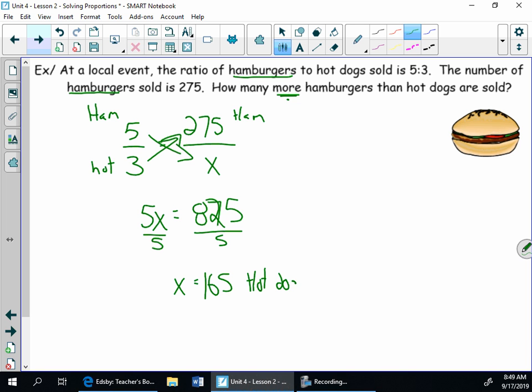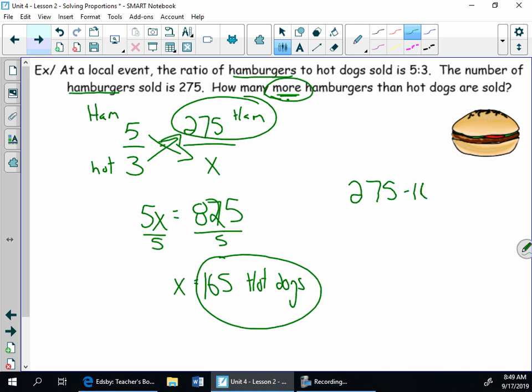And what was the question? How many more, remember, so keep that in mind for later, hamburgers than hot dogs? Well, hamburgers was 275, hot dogs is 165. The difference between them is 110. So 110 more hamburgers were sold.